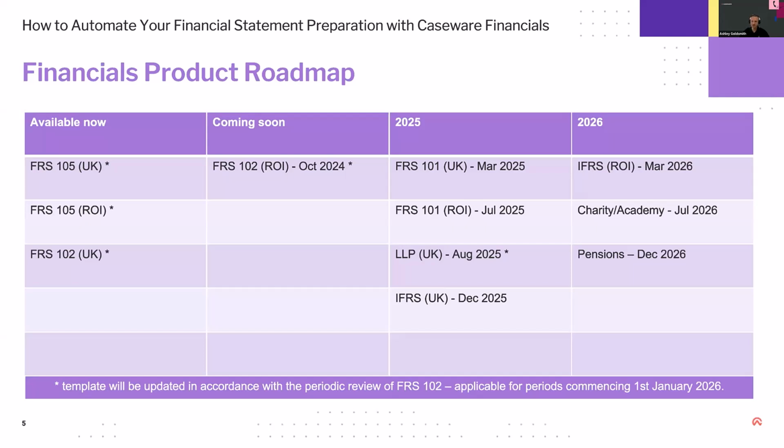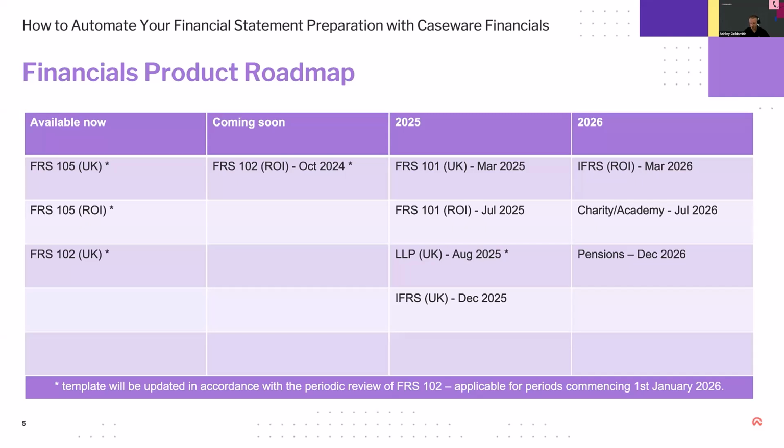So all of the templates that are currently available now on the left-hand side, plus anything else reporting under 102, so the LLP template, for example, as well. Charities and academies ultimately will include the periodic review changes as well. But we will be updating those templates with our normal compliance updates. So there will be an updated version of each of those templates going out in good time for you to be able to prepare your 2026, December 2026 year-end accounts.